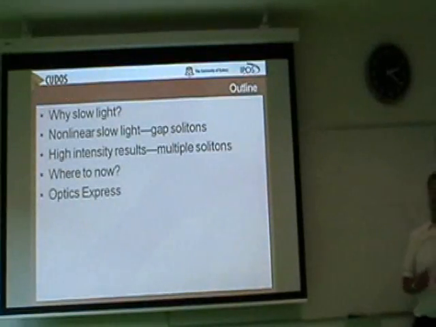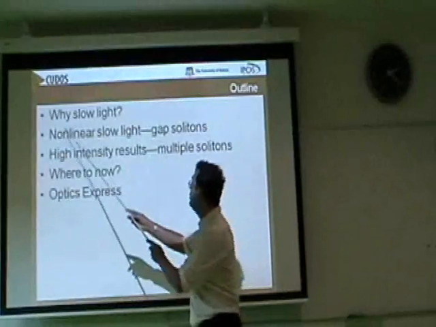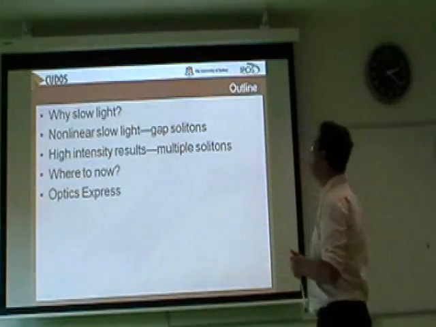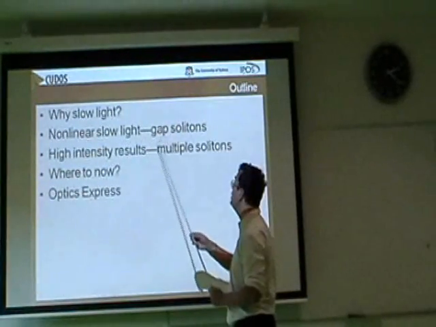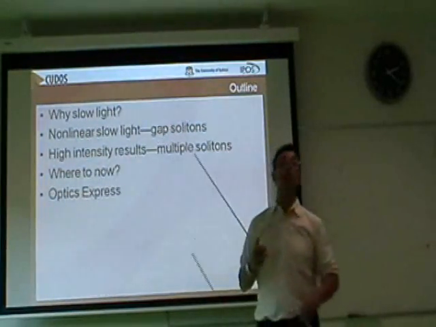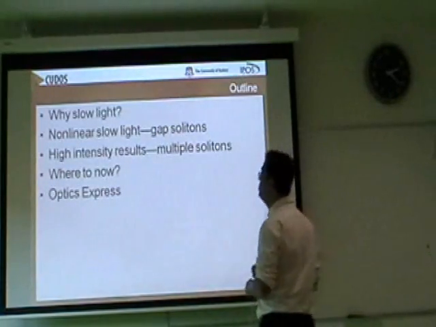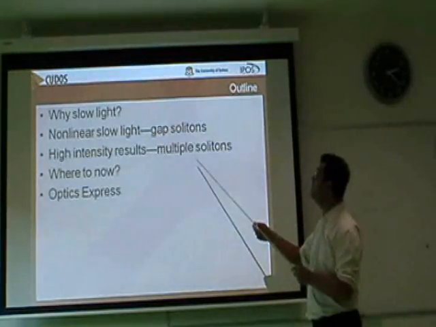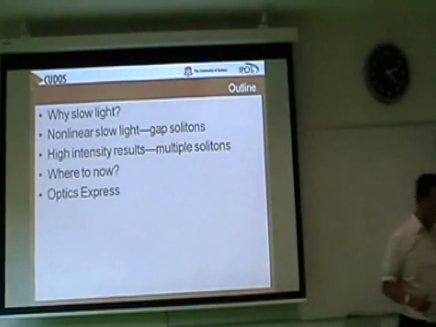All right, so that brings me then to my outline. Given the pedigree of most of you, I have just one slide on slow light. I just want to talk about nonlinear slow light and Bragg gap solitons, which is the key, or one of the keys, to the result I showed on my previous slide. I'll just show you the high intensity results, where to go next, and then a couple of slides on the Optics Express stuff.